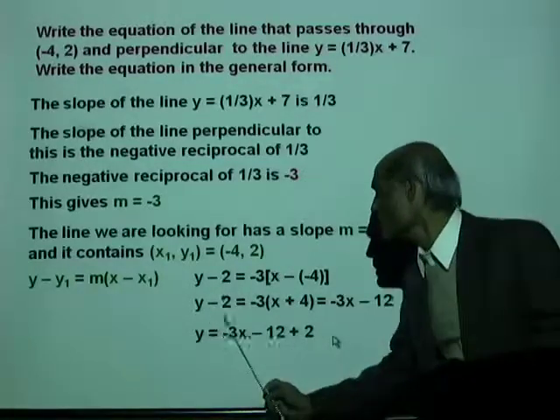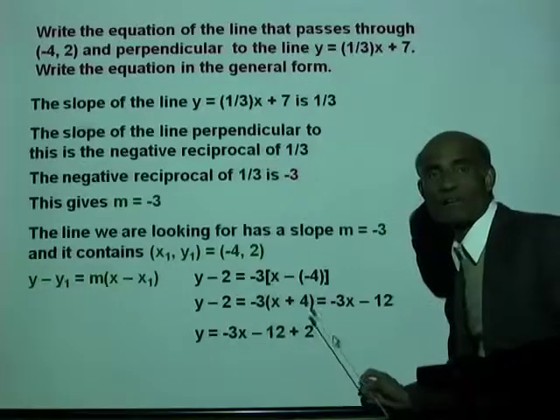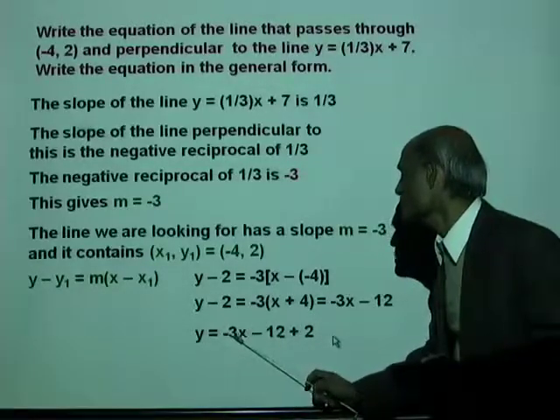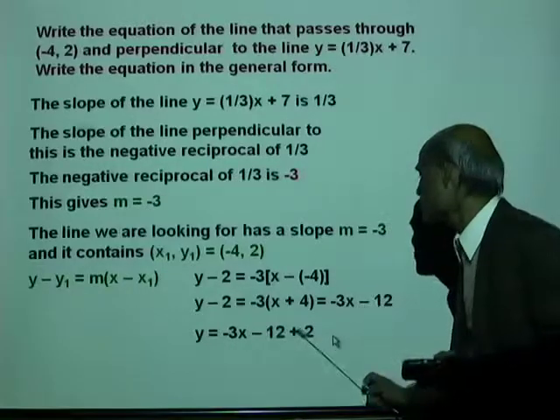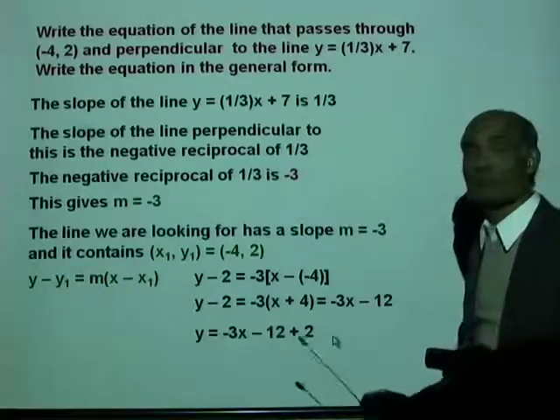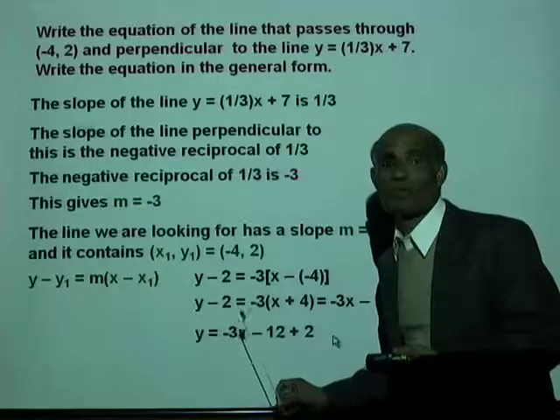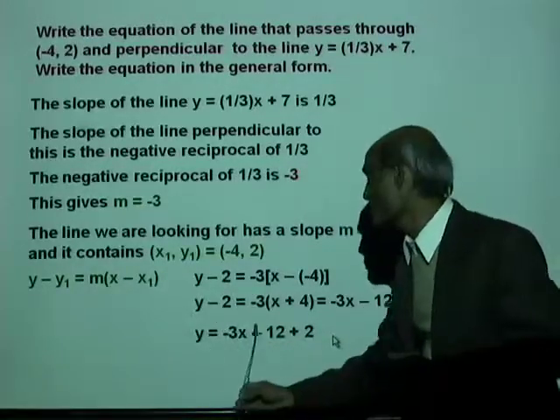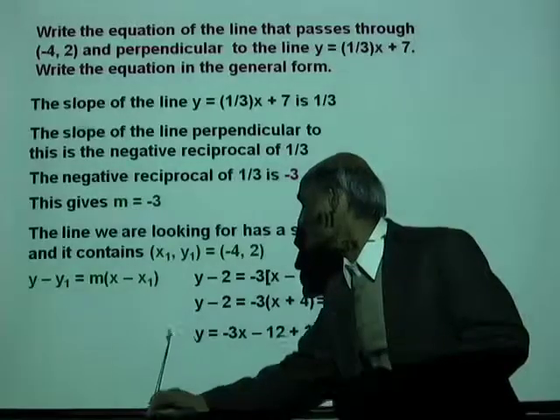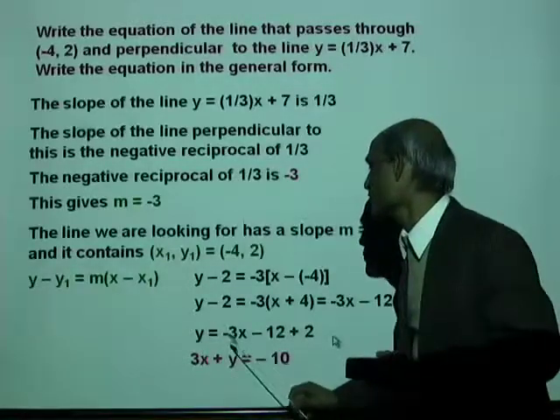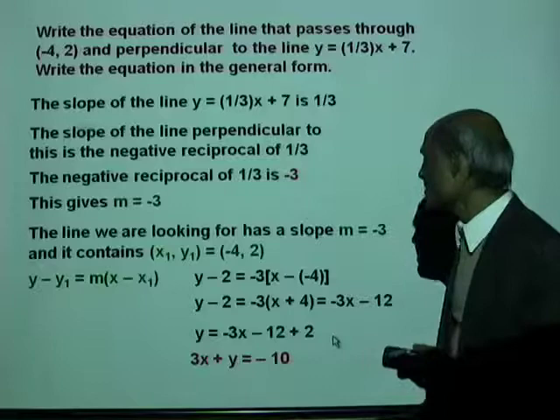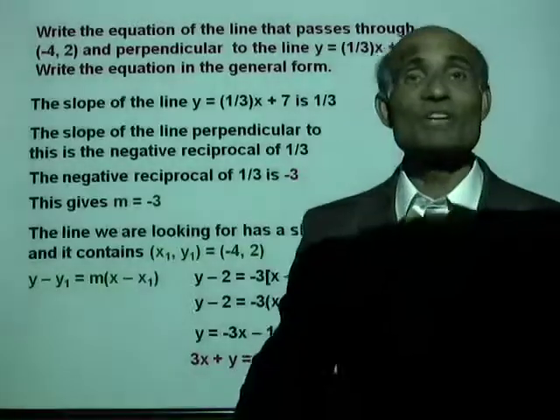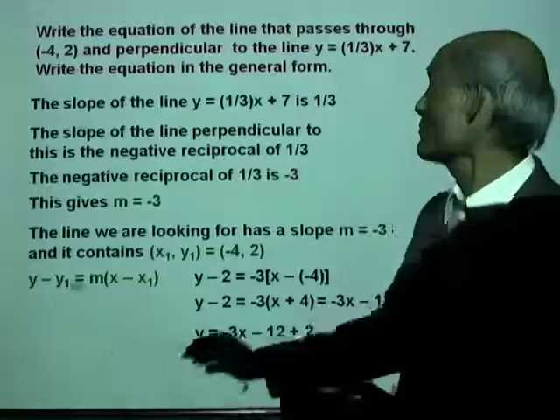And now move this -2 from the left to the right. And that gives you y equals -3x minus 12 plus 2. What's the next step? We want ax plus by equals c. So take the -3x to the left. You get 3x plus y equals -10. And that is the equation of the line that we require.